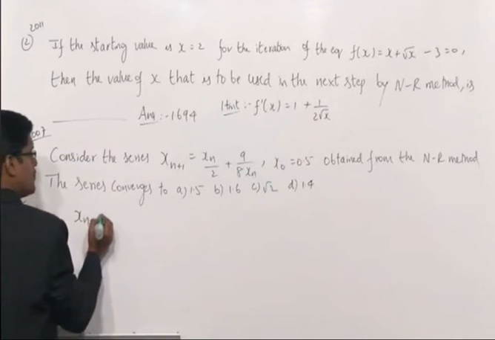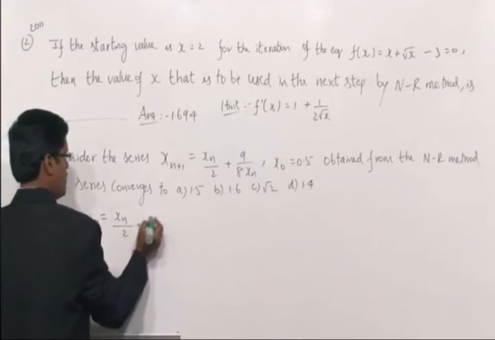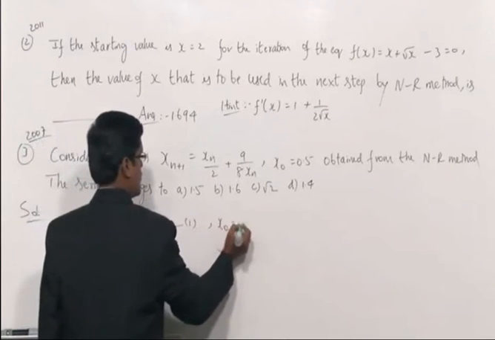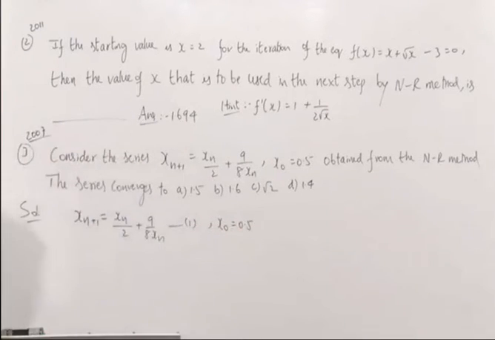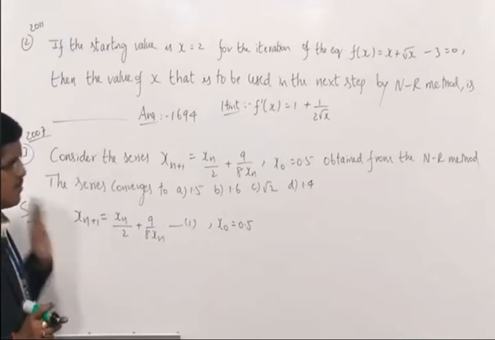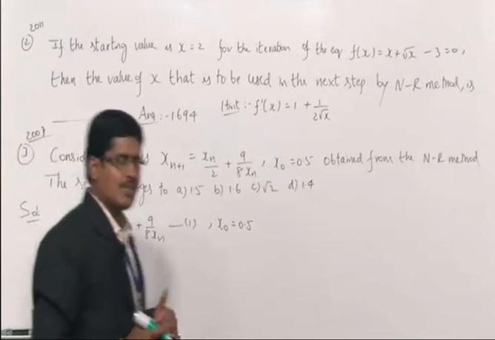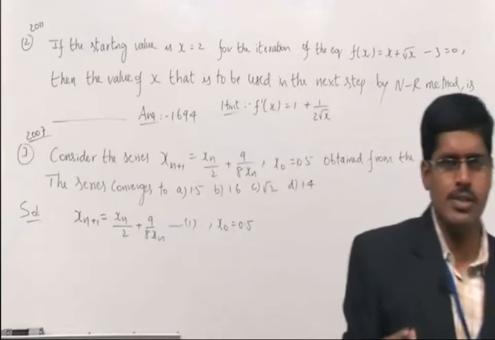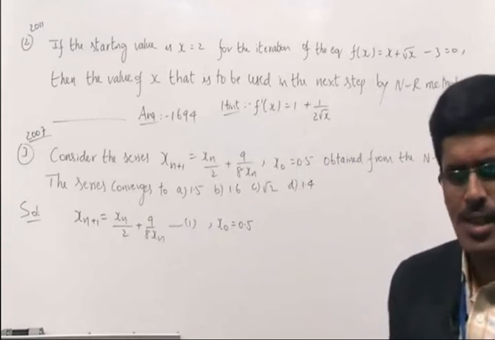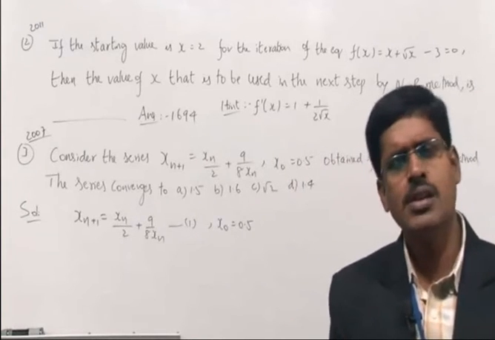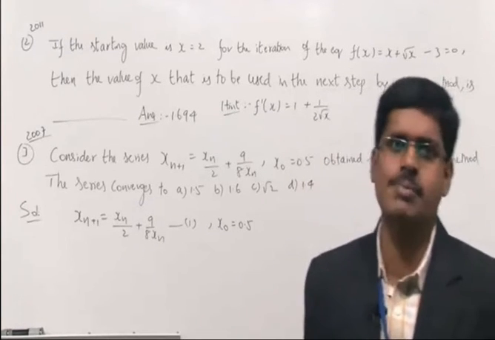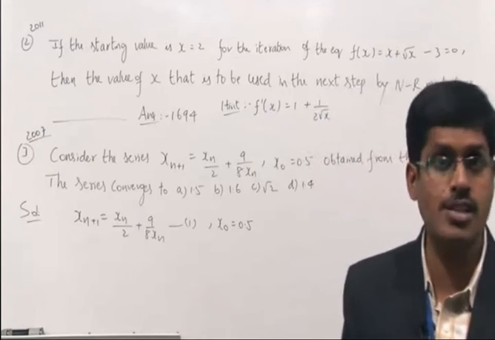x(n+1) is equal to xn by 2 plus 9 by 8 xn, say equation 1, comma x0 is 0.5. Initial value is given, starting approximate root of the equation x0 given, and this is some iteration formula using the NR method. Now, what is the meaning of the series convergence? Here the series means collecting all x values, x0, x1, x2, x3, like that. That is called series. So, when does it converge? Generally, after a large number of iterations, convergence means going to the exact answer. In the general case I am discussing, in any method, n tends to infinity, that is a large number of iterations.